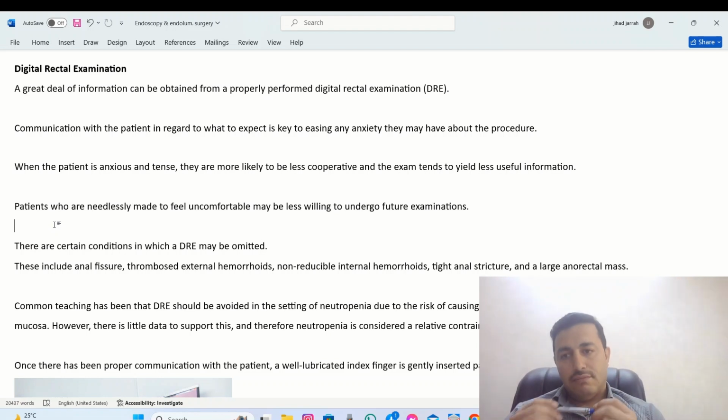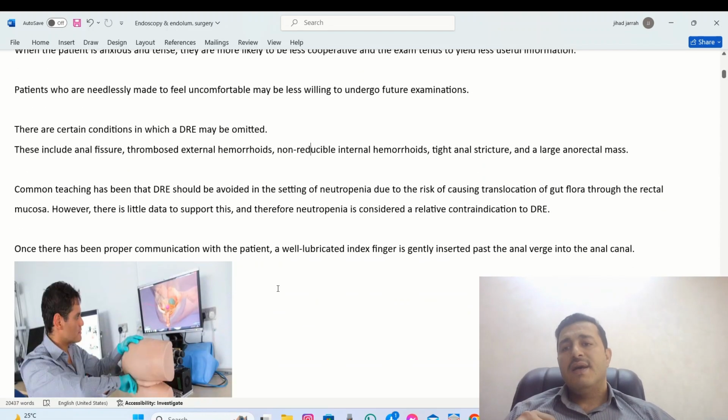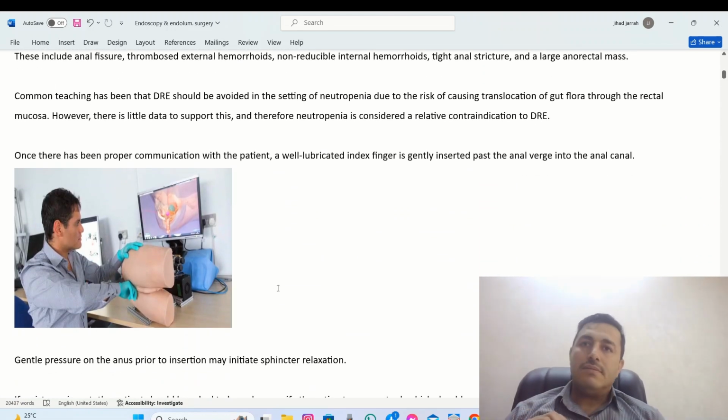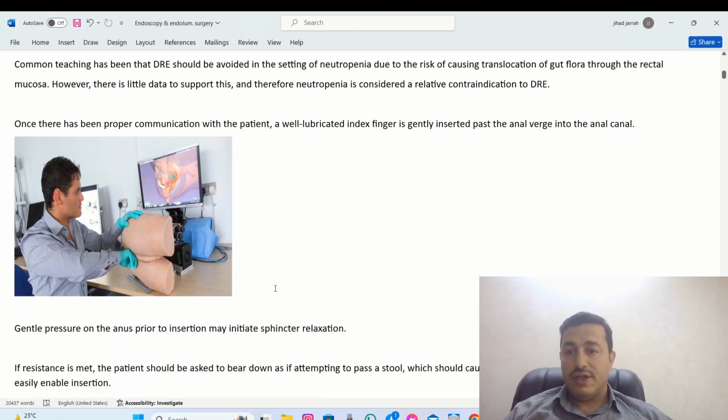Of course, we have contraindications to digital rectal exam. These include, for example, anal fissure, thrombosed external hemorrhoid, non-reducible internal hemorrhoid, tight anal stricture or anal stenosis, where even the little finger cannot be passed, and also a large, huge anorectal mass. Classically it is taught that neutropenia may cause spread of infection during digital rectal exam, but this is theoretical. We have little data to support that, so we can consider neutropenia a relative contraindication.